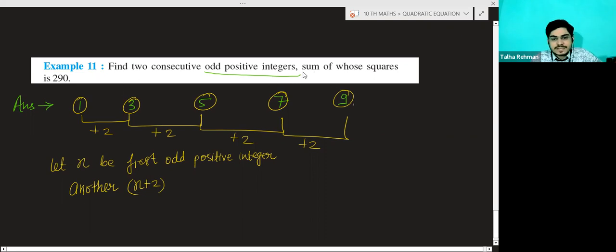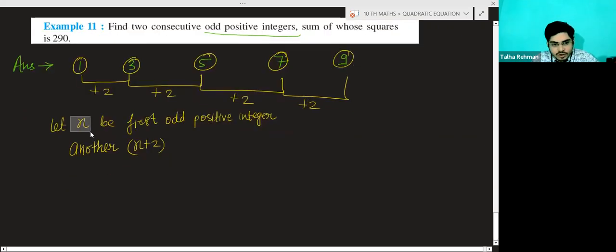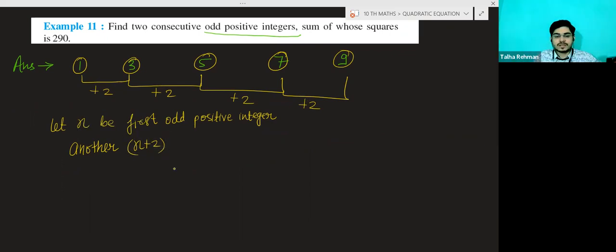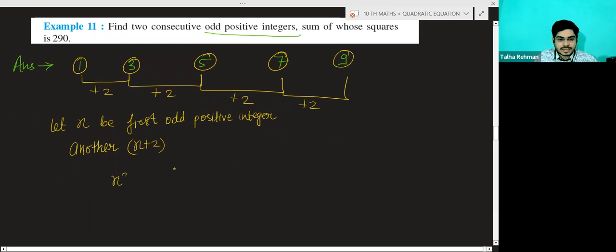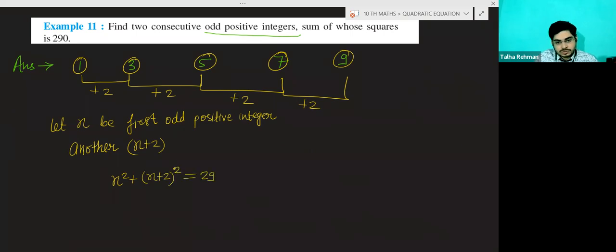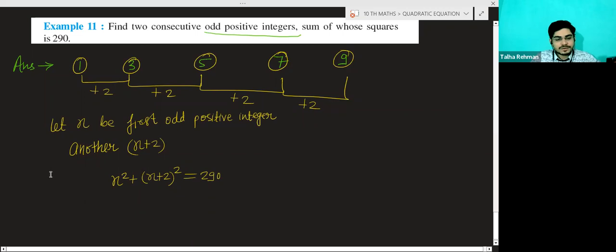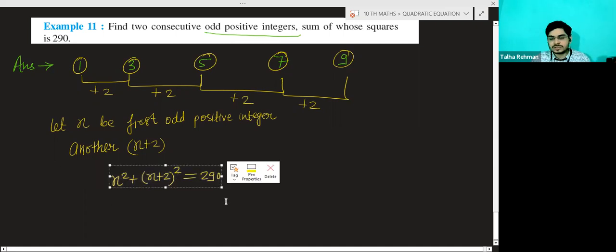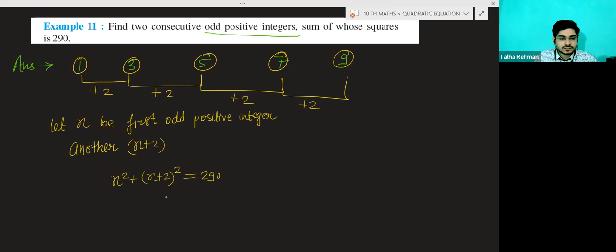And after that, they are saying the sum of whose squares is 290. Sum of whose squares means the square of this and the square of this, and their sum is 290. It means x square plus (x plus 2) square is equal to 290. You can write one line here according to the question. In the exam you can add one line. Otherwise, if you write this also, then it's okay. Now we will solve it.